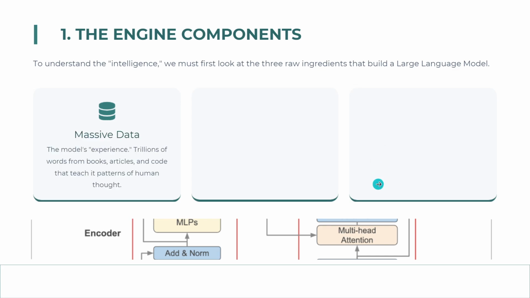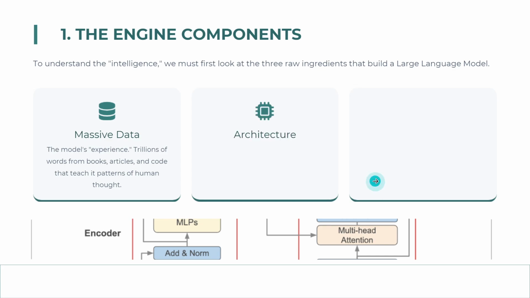One, massive amounts of data. This is the model's life experience. It has to read trillions of words from classic literature to contemporary code. This is how it learns the pattern of human thought and language.